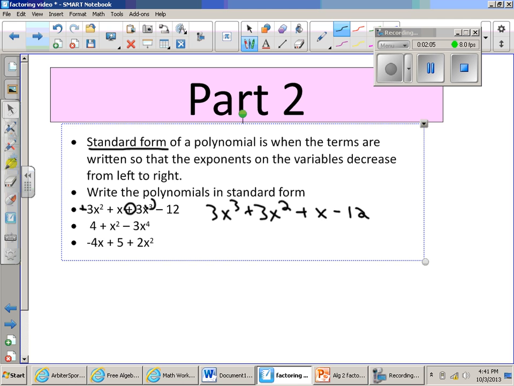Let's get the next one. Highest exponent, 4. 3x to the 4th power. Remember there's a negative in front, so negative in front of the 3. x squared. Plus in front of the x squared. Plus 4. Now let's look at the third example. Highest exponent, 2. 2x squared. Minus 4x. Plus 5.